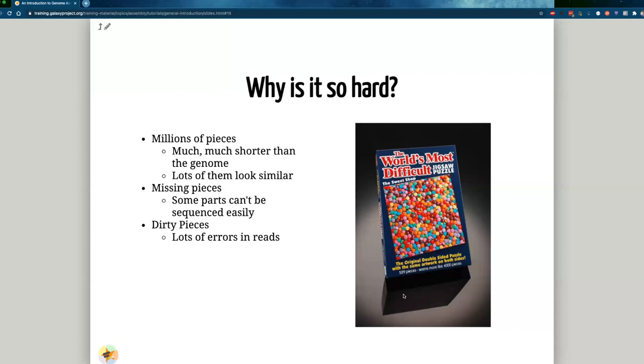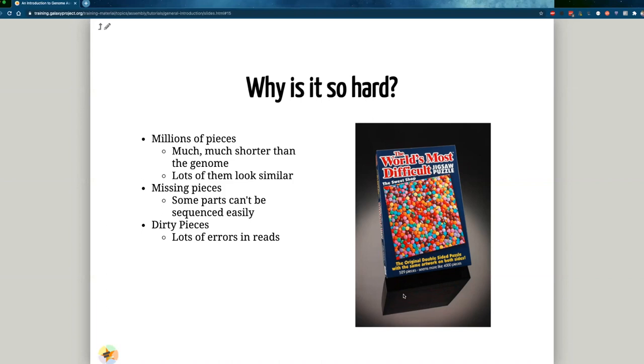So why is it so hard? Well, unlike our example that we just talked about, we don't have five reads. We have millions of pieces, and they're much, much shorter than the genome. So if we have a human genome, it has 3 billion bases in its entirety. Some of the chromosomes are very, very large. And if we've only got short read technologies, the longest ones we can get are about 300 bases. If we've got long read technologies, we can get them out to maybe 70,000 bases, but that's still well short of the length of the original genome.